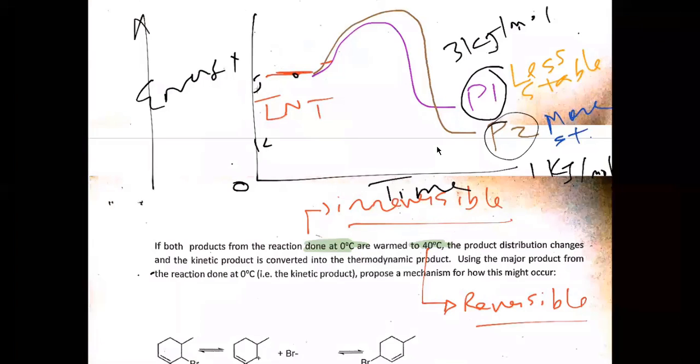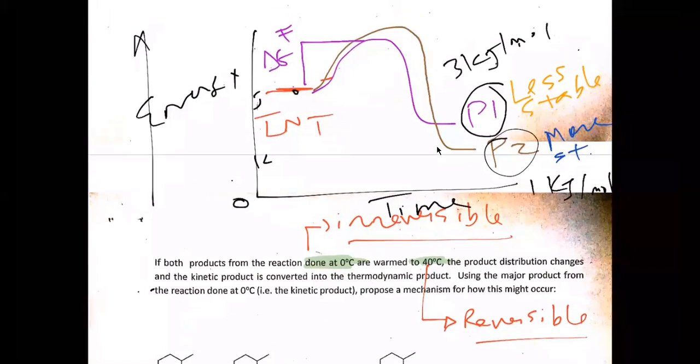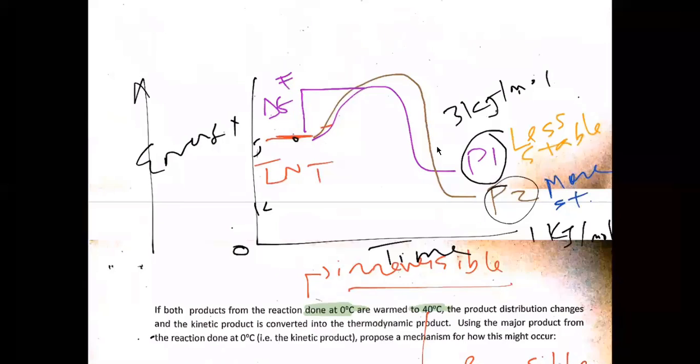For the first product, this is the activation energy. It'd be delta G double dash. And then for the second product, this is the activation energy. That's P2. Yes or no? So product 1 is going faster, but product 2 is more stable. That's the difference in what we call the thermodynamic and the kinetic product.